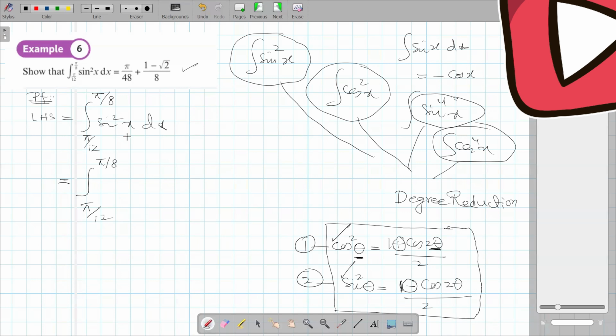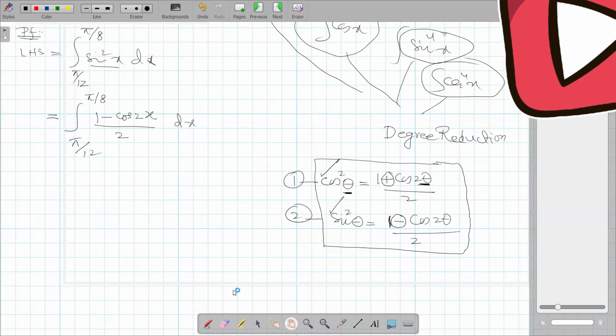So we have sine square x here. We have to reduce the degree. So we will put 1 minus cos 2x divided by 2. I hope that I have written the correct formula. This happens because there are a lot of formulas. I just see questions from your exercise and examples, and I just take them to this whiteboard. I don't practice. So let's see.